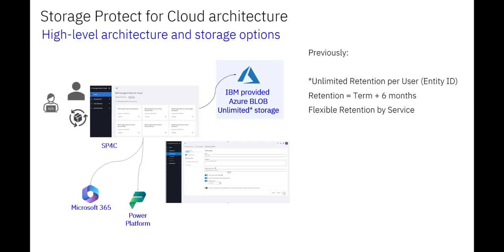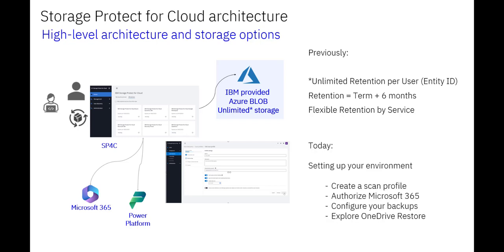We're actually going to walk through the initial steps you will need to take when configuring your Storage Protect for Cloud environment. We're going to create a scan profile, authorize Microsoft 365, configure your backups, and then we're also going to explore a OneDrive restoration. Essentially, we're showing that the backups have been successful because there are files in OneDrive to recover.